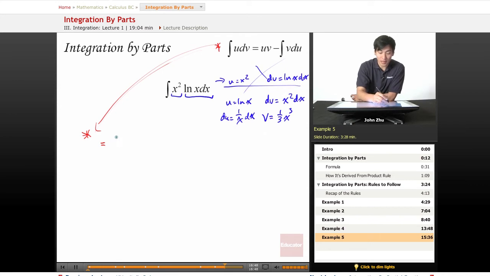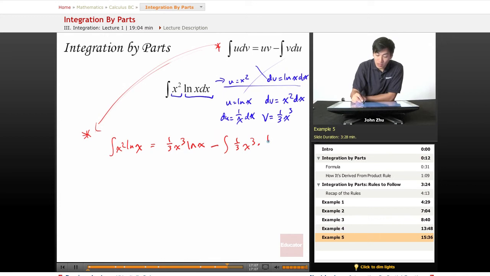And we get something like the integral of x squared ln of x equals u times v. So v is 1/3 x cubed times u, ln of x, minus the integral of v, 1/3 x cubed times du, which is 1/x dx. So no problem here. We just cancel out the x's appropriately and use the power rule.